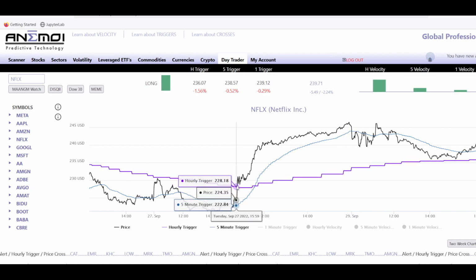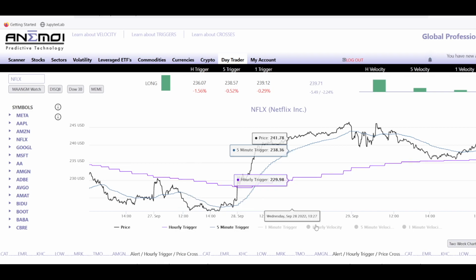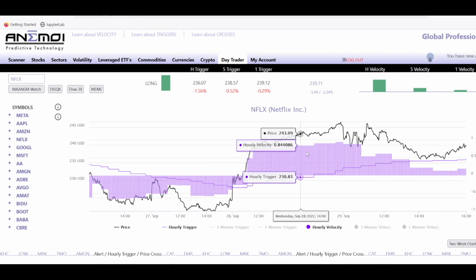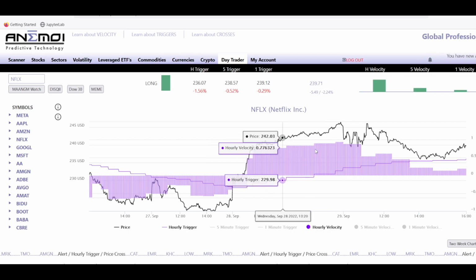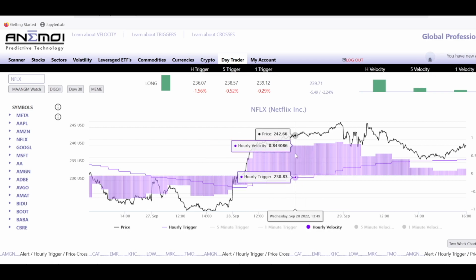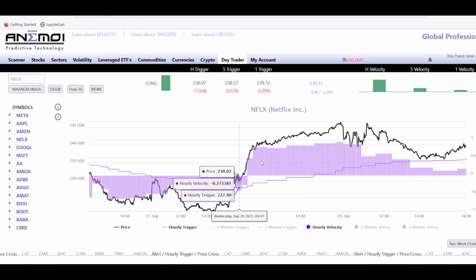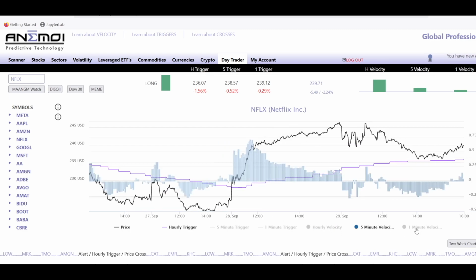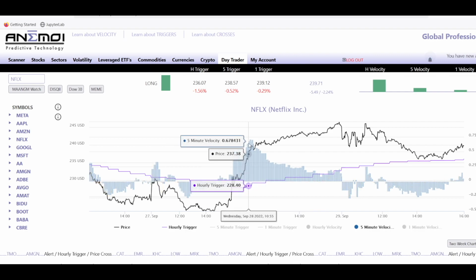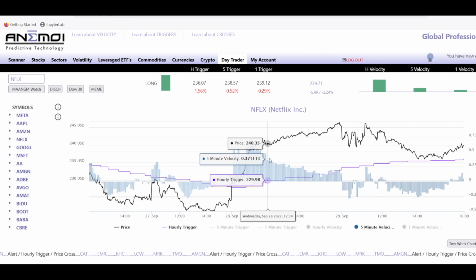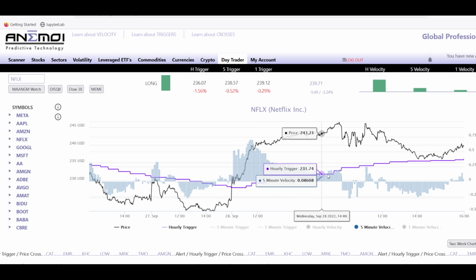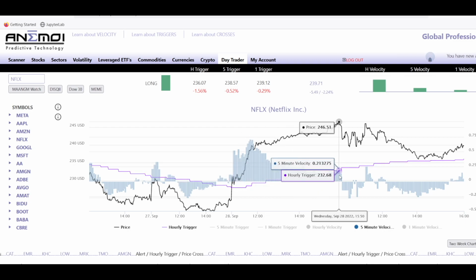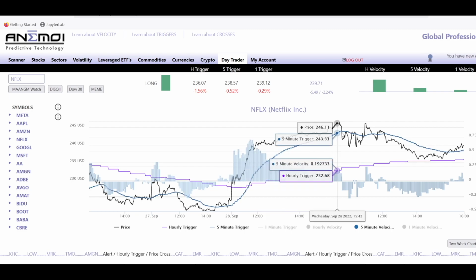So, this is an easy example of how to use the hourly trigger to buy on the break above. And then you look at the hourly velocity, it's really strong. When hourly velocity is like this, you can literally just step away for a few hours because it means that there's so much buying pressure going on in the stock right now that price is gonna move higher until you see significant divergences on the 1 and the 5 minute. So you can see how the 5 minute velocity just slowly came all the way back down. And when it got to this really low point right here, that's when price sold through the 5 minute trigger.